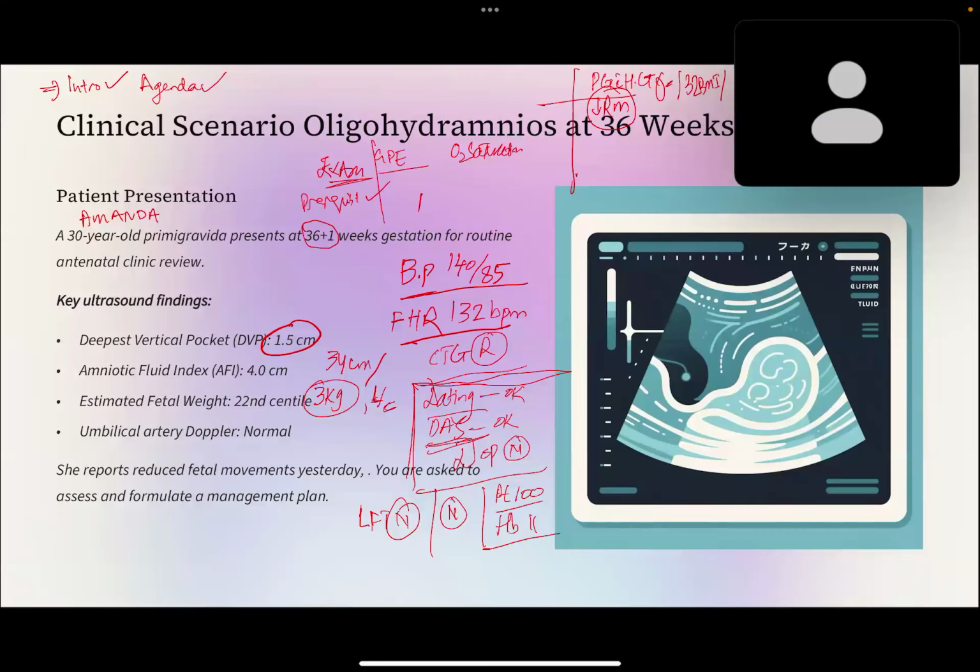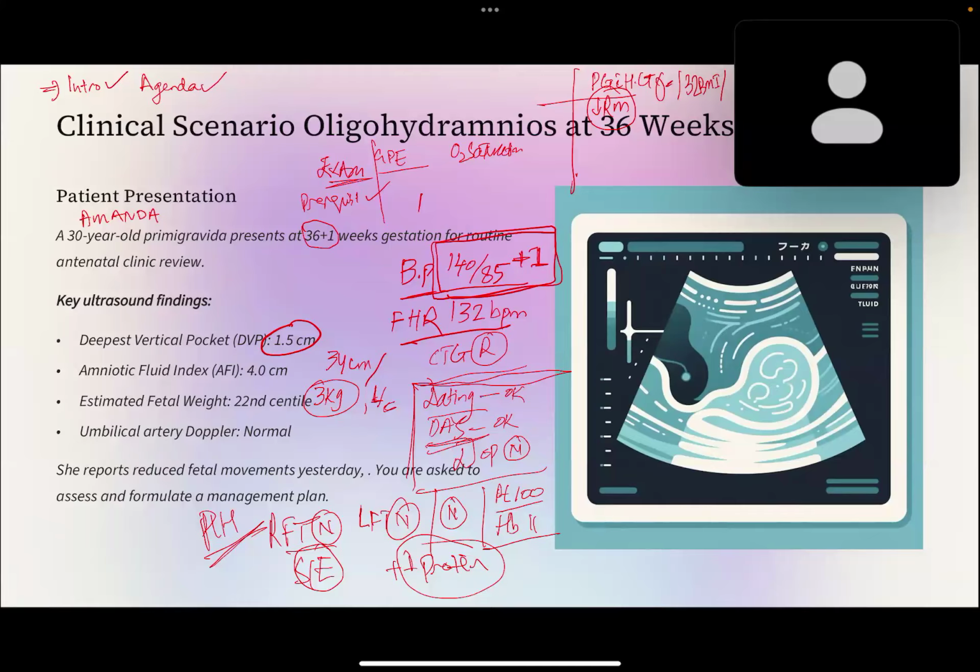I would want to know the renal function test. Chronic hypertension. Yes, renal function test. Serum electrolytes also. Renal function test normal. Serum electrolytes normal. Okay. And what else comes in PIH profile? Urine dipstick. Yes, urine dipstick. She has 1 plus proteinuria. 1 plus protein, blood pressure 140, 85. Okay.